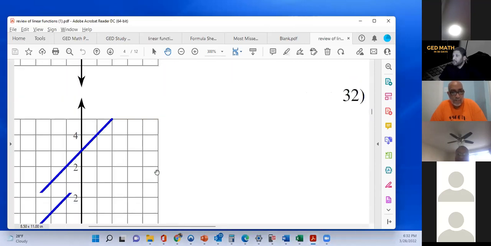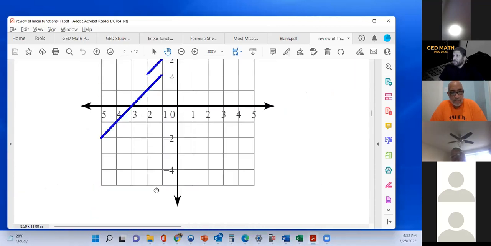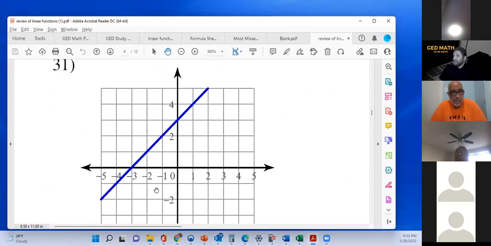I want a negative one. Can I find one? Oh, they don't have any negative ones on this sheet. Okay, we'll try this one right here.